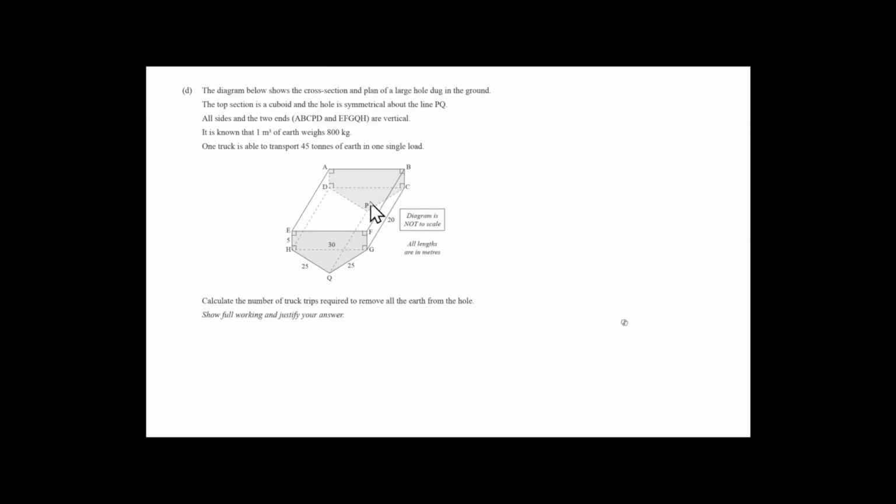Right, this one, they give us a whole bunch of information and we have to do several things. It's a pretty involved question, this one. So the diagram below shows cross-section and plan of a large hole to be dug in the ground. Top section is a cuboid, so this box thing here is a cuboid, and the hole is symmetrical about PQ. There we go. And all sides are vertical. It is known that 1 meter cubed of earth weighs 800 kg, and one truck can transport 45 tons of earth in one single load.